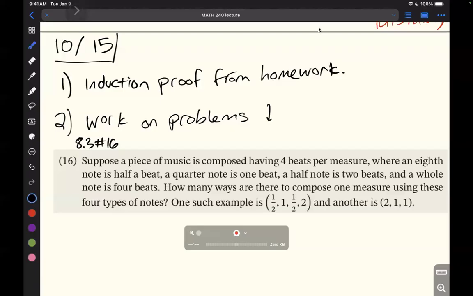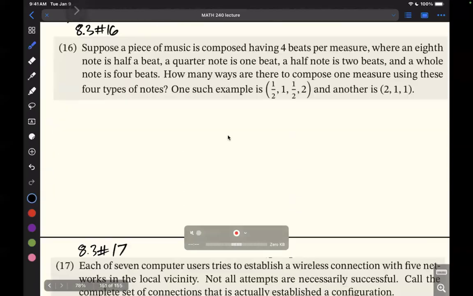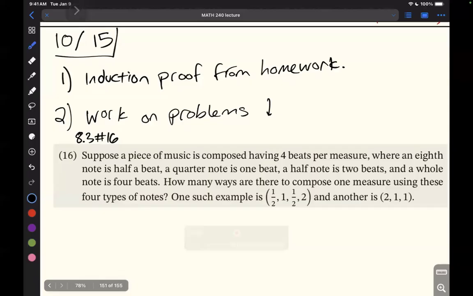All right. So today the plan is mostly to work on problems. These pages from the notes are on Canvas, but first I want to just talk about the induction proof from the homework. And so I have the homework ready to give back to you. Most of you did really well.